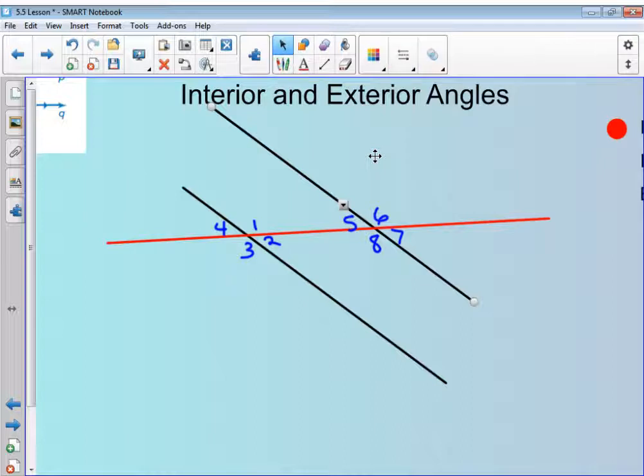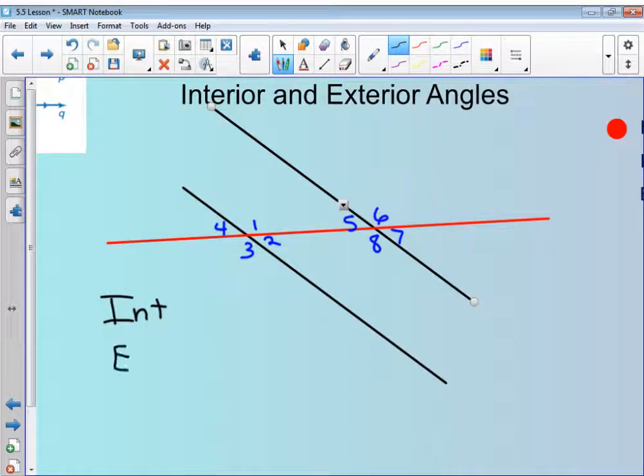Okay, so I want you to go ahead and pause your video. I want you to identify the interior, with the ones that are inside of the parallel lines, and your exterior. So go ahead, pause your video, identify those, and then you're going to check back in just a minute to see if you got them correct.